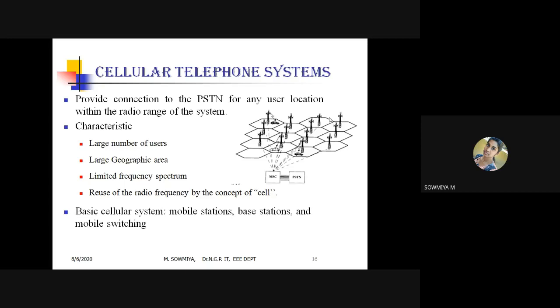The important characteristic of the cellular telephone system is that at the same time we can connect a large number of users, and we can cover a large geographic area with a limited frequency spectrum. The concept of the cell is to reuse the radio frequency again and again. This system is very useful in providing connection to the PSTN for any user location within the radio range of the system. The basic cellular system components are mobile stations, base stations, and mobile switching centers.